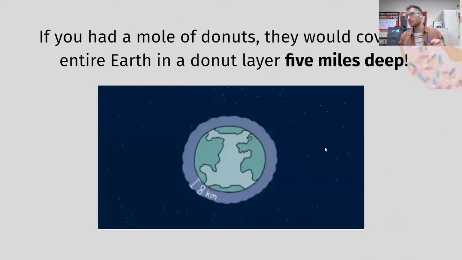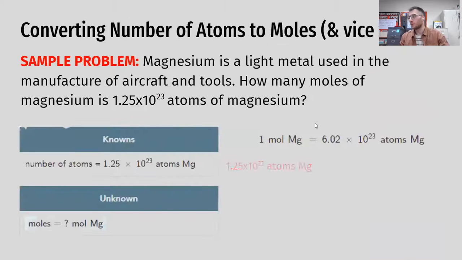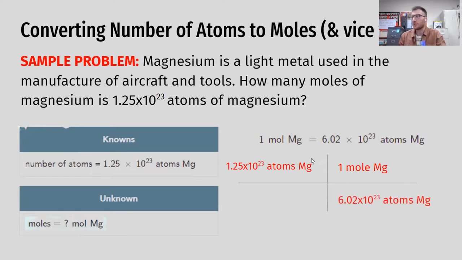But what we used the mole for was to perform some conversions where if we know that 1 mole is equal to 6.02 times 10 to the 23rd, we can use the conversion factor that is listed here in order to convert from atoms of something to moles of something, or vice versa. So we were able to do that.